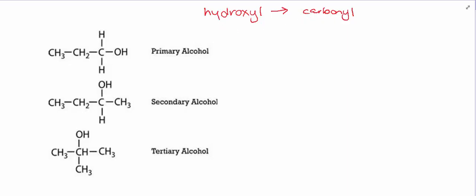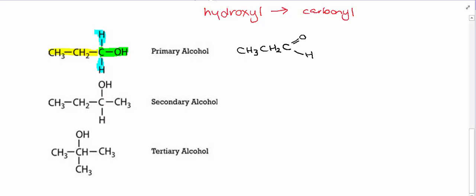So let's have a look at what that looks like in a primary alcohol. Our first example here is of a primary alcohol. We can see we've got our hydroxyl attached to this carbon here, which is attached to only 1 hydrocarbon chain and has 2 hydrogens. So it's this hydroxyl group here that is going to be oxidized into a carbonyl, and in the process we're going to lose one of these hydrogens over here as well. So the new structure will look as such.